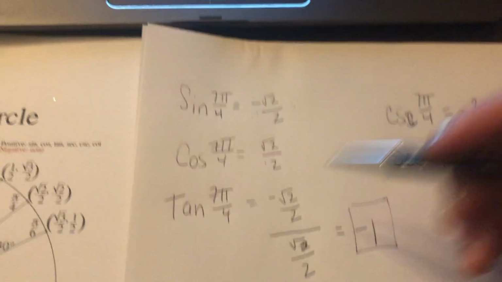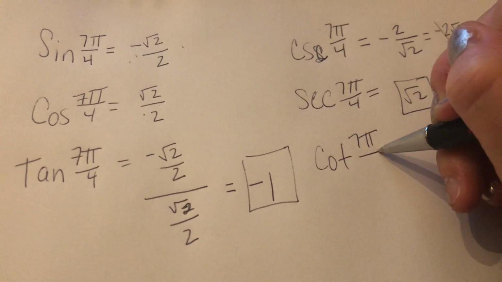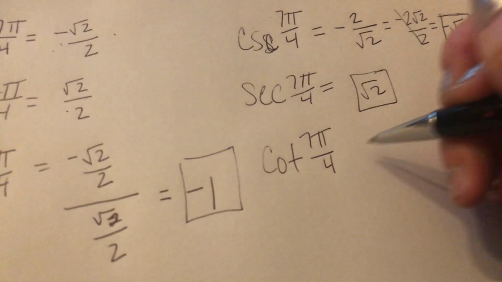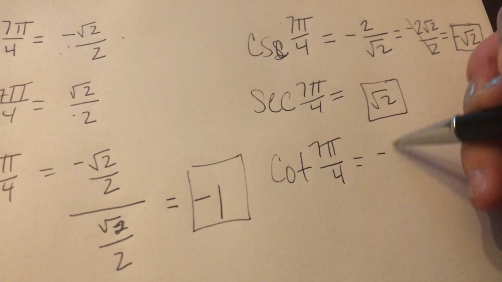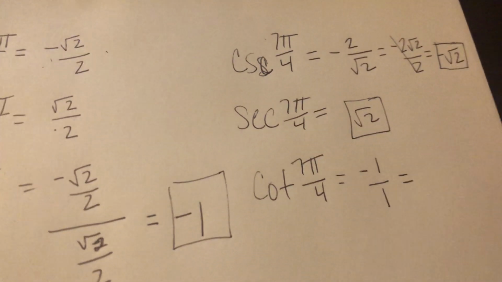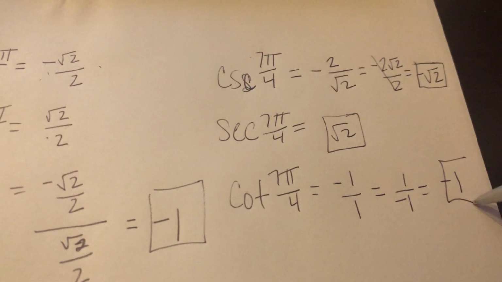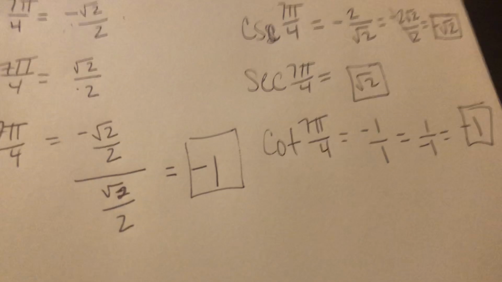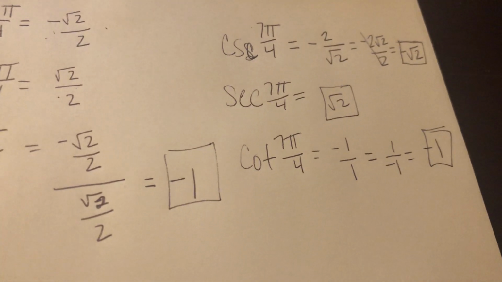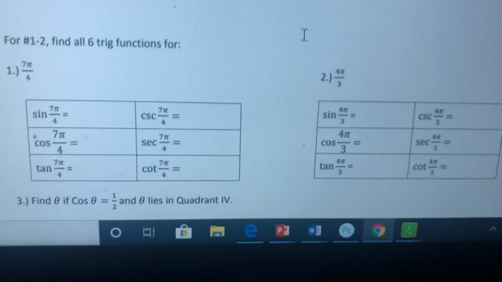Then tangent matches up with the cotangent. So the cotangent of 7 pi over 4, well, what's the reciprocal of negative 1? If I have negative 1 over 1, the reciprocal is 1 over negative 1, the same thing. So it's still negative 1. The reciprocal of 1 is 1, and the reciprocal of negative 1 is negative 1. So that's how you would do numbers 1 and 2.